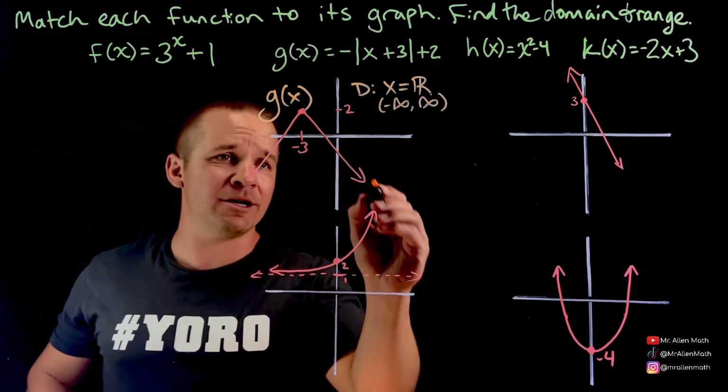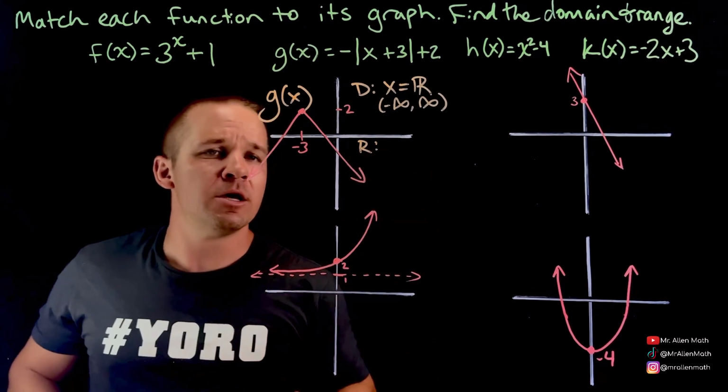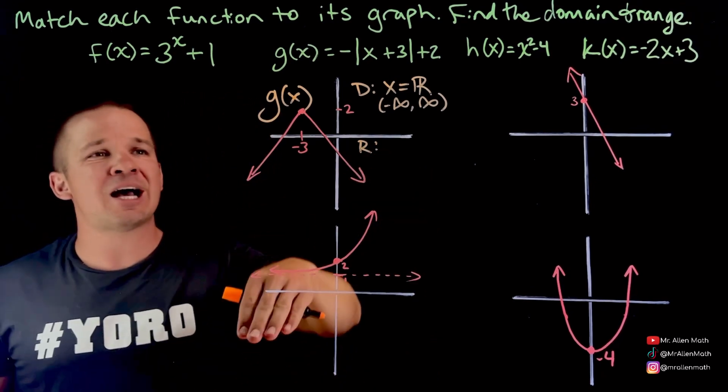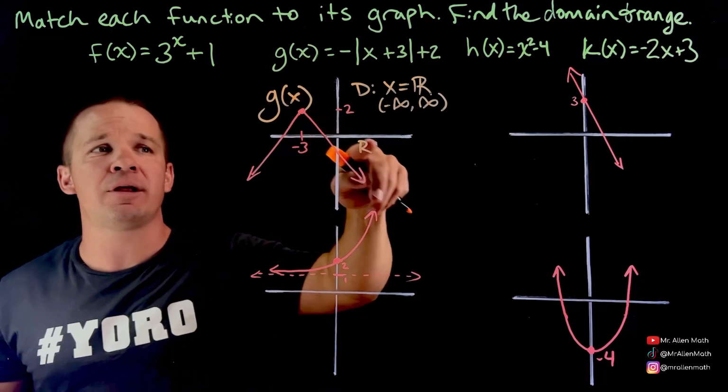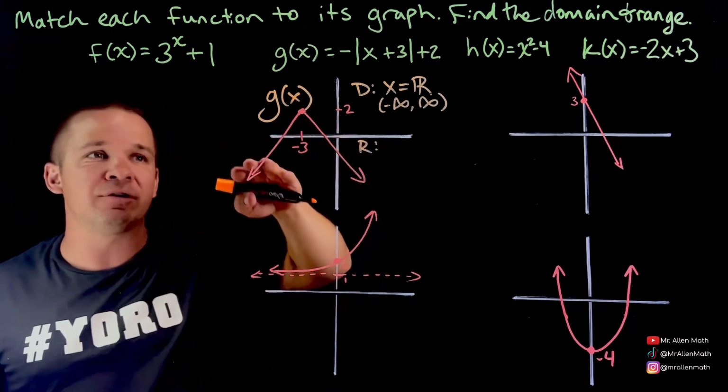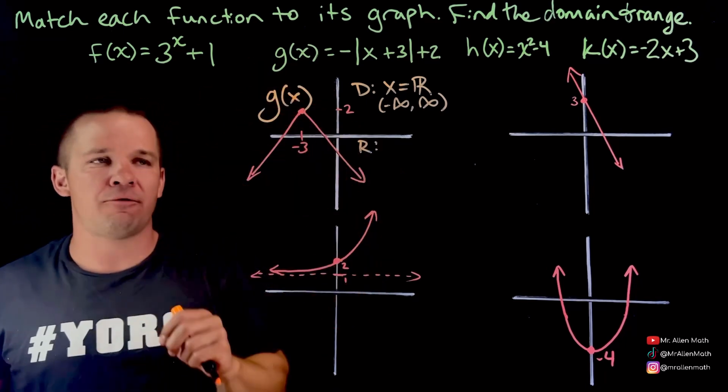All right, now my range. Okay, I got some room right here for my range. So my range here is talking about my Y values. How high or how low does it get? Well, is there a high point here? Yes. The highest that it ever gets is 2, and then it goes down from there, right?